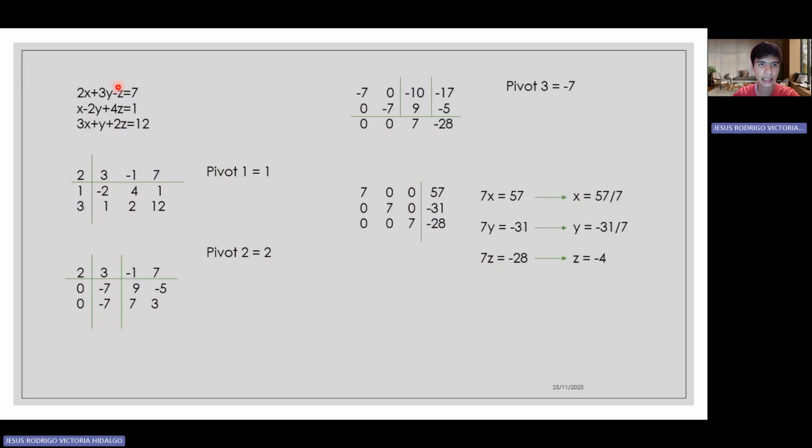So we get that in this equation system, the exact point where all these lines cross is at the values x equals 57 divided by 7, y equals minus 31 divided by 7, and z equals minus 4. I hope you understand it.